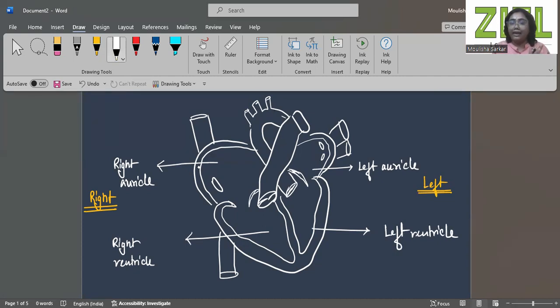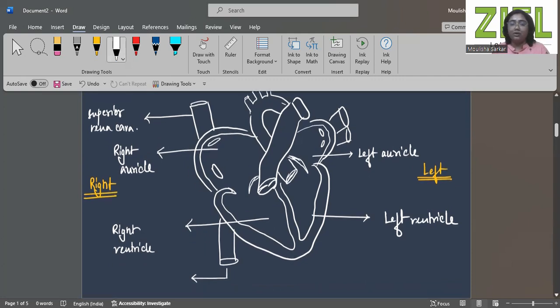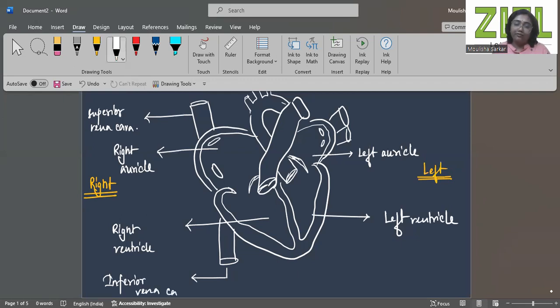Next, I'm coming to the right part only. In the right part, there is a structure called the superior vena cava or upper vena cava. That is this one. This is the superior vena cava, or the upper vena cava. And this structure, which you can see is connected to the right ventricle, is the inferior vena cava. I'll tell you their function first. Let's complete the labeling part.